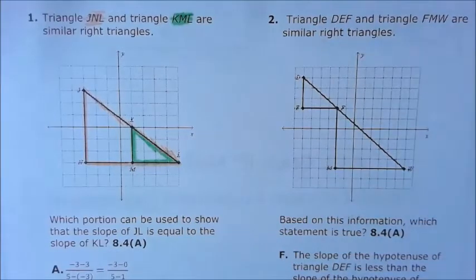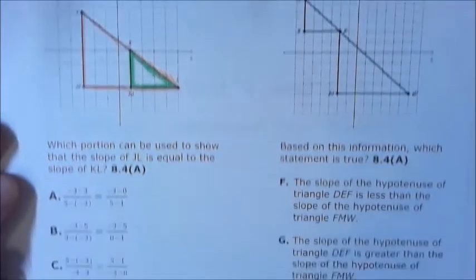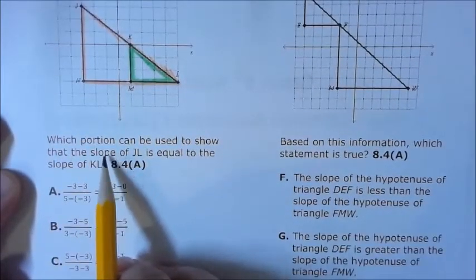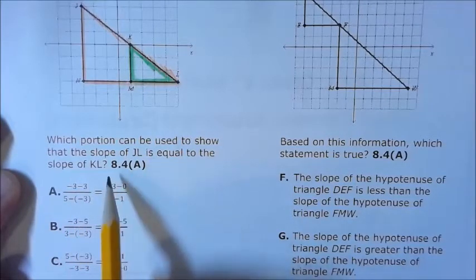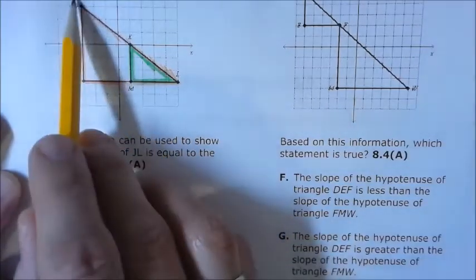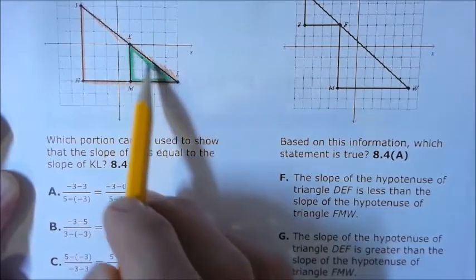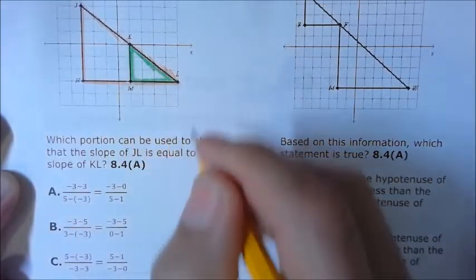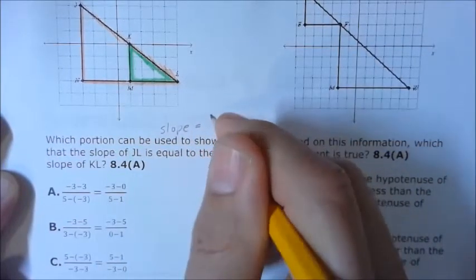So now that we have those two things marked up, the first thing that I should be doing when I'm looking at this, if I see values on my answer, notice A right here, it has numerical values. So what they're looking for, if you read this question, it says which proportion can be used to show the slope of JL is equal to the slope of KL. So we're looking for the slope of JL and KL. Now notice they run on the same line. So that means our slope is going to be equal to one another.